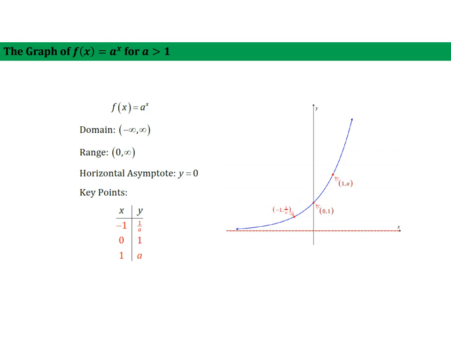Now what happens if a is less than 1? It still has to be positive. So a will be between 0 and 1. If that's the case, the domain and the range and the horizontal asymptote stay the same, and the key points are the same, except since a is less than 1, 1 over a will be bigger than 1. So 1 over a will be higher. 0 still yields 1, and 1 will yield a still, but it's going to be smaller because a is less than 1.